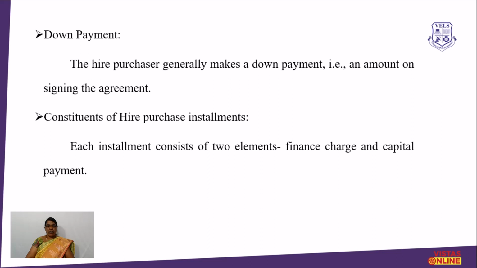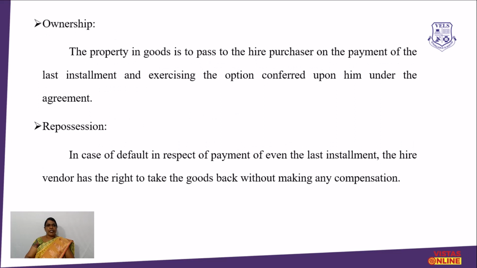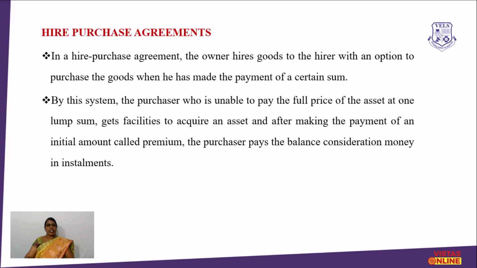The next point is constituents of hire purchase installment. Each installment consists of two elements. The first one is finance charge. The second one is capital payment. The next point is ownership. The property in goods is passed to the hire purchaser on the payment of the last installment and on exercising the option conferred upon him under this agreement. The next point is repossession. In case of default in respect of payment of even the last installment, the hire vendor has the right to take the goods back without making any compensation.